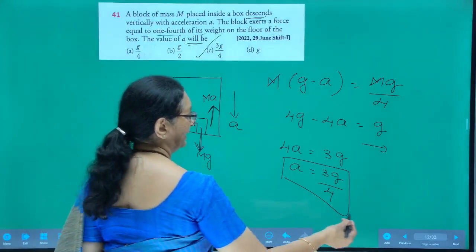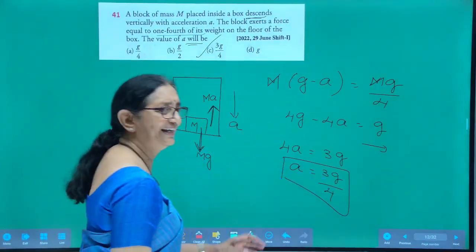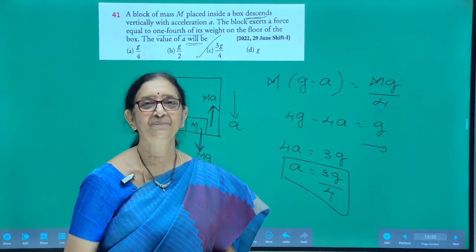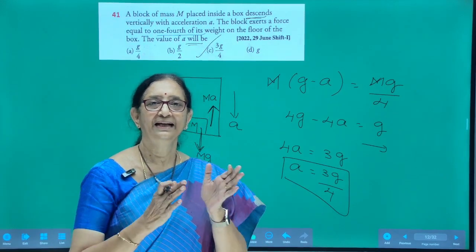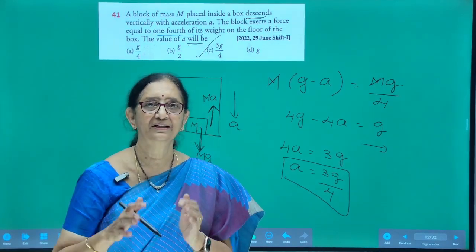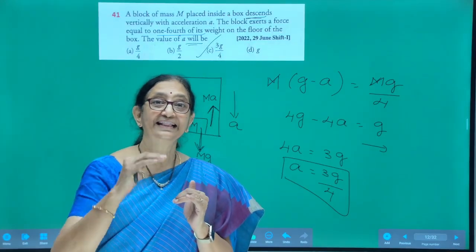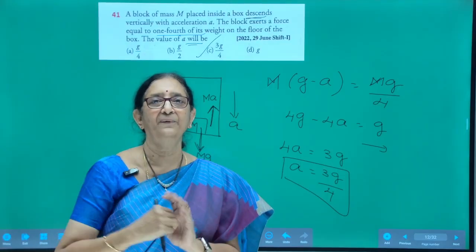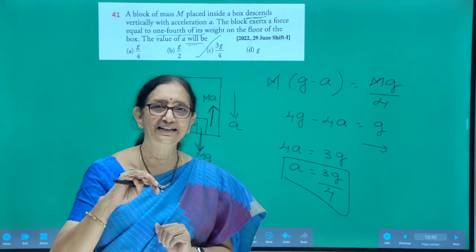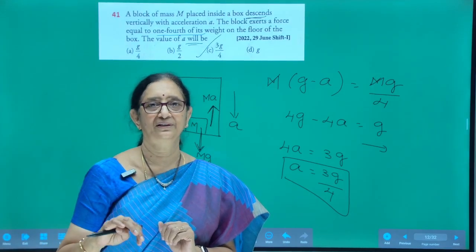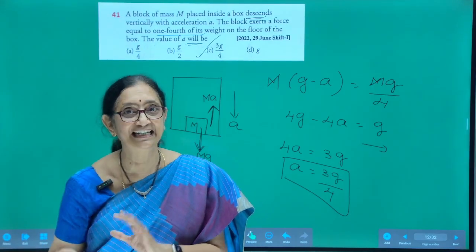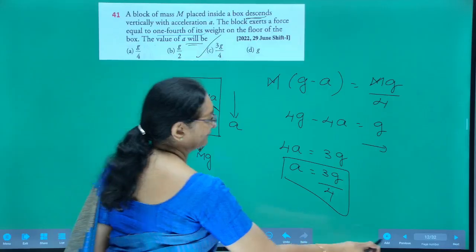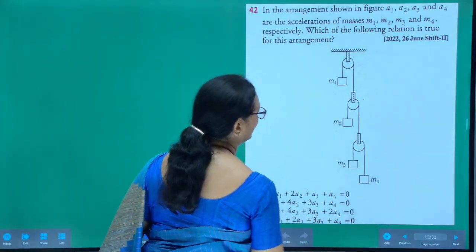Okay? Now, actually, if you are smart enough, you can directly tell the answer, isn't it? Its weight is reduced to 1/4. So, reduced by 3/4. So, g, the effective acceleration, is reduced by 3/4. So, 3 by 4 g is the acceleration of the lift in the downward direction.